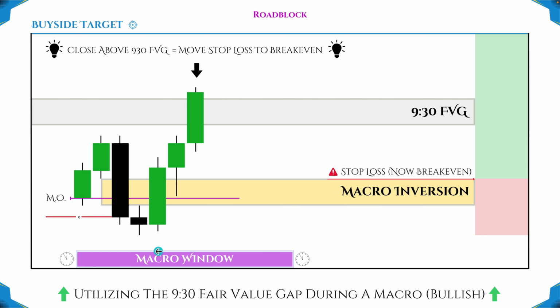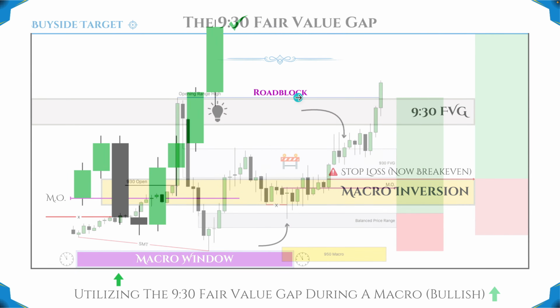So if our stop loss was initially down here, below the swing low, below the macro inversion, our entry method, once we close above the 930 fair value gap, we trail our stop loss up to even, risk is reduced, and then we let the trade play out and we deliver to the buy side target, right?